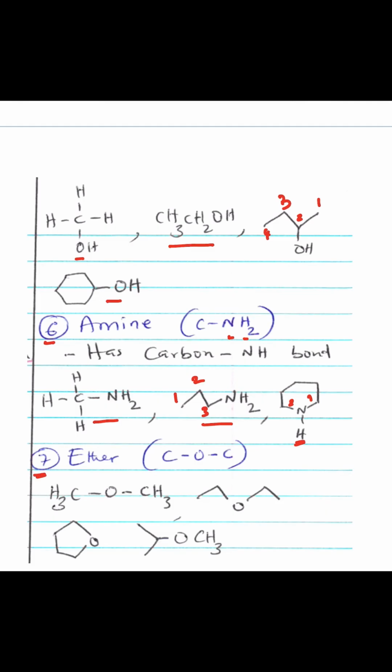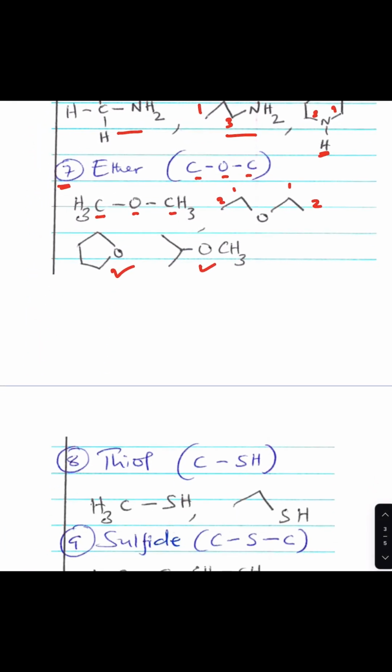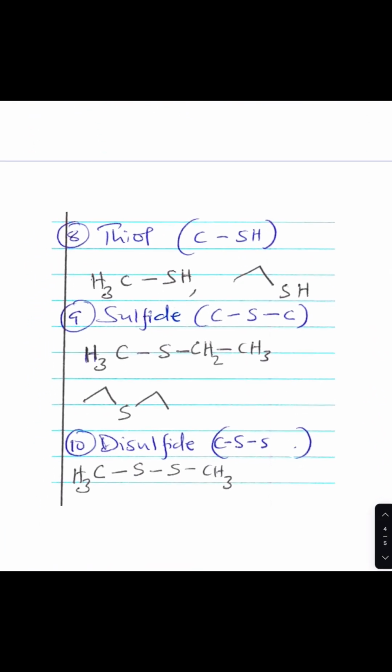Number 7, ether. Ether contains a carbon-oxygen-carbon bond. So for example, here you have a dimethyl ether, you have a CH3 or CH3, so 2 methyl groups, dimethyl ether, methyl ether or dimethyl ether. In this case you have 1 and 2 carbons, 1 and 2, so diethyl ether. Here you have a cyclic ether, and then here you also have another ether. They all contain a carbon-oxygen-carbon bond. Number 8, thiols.